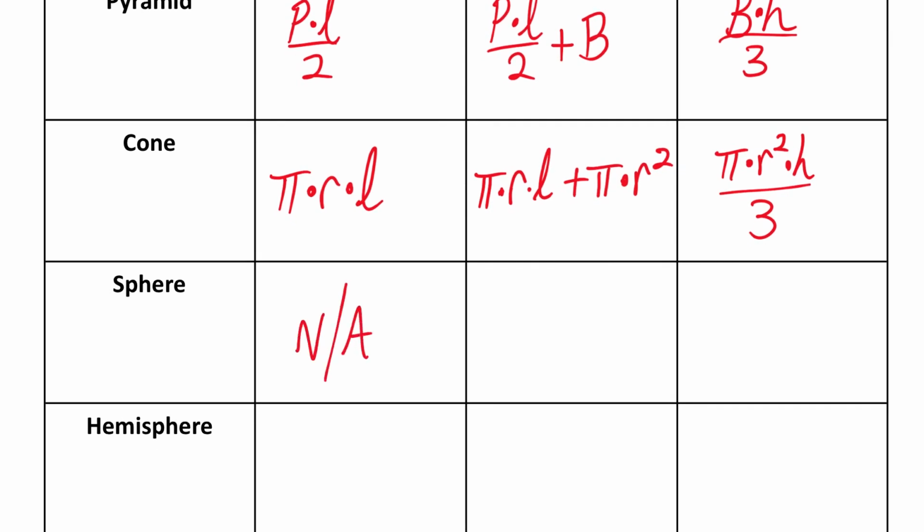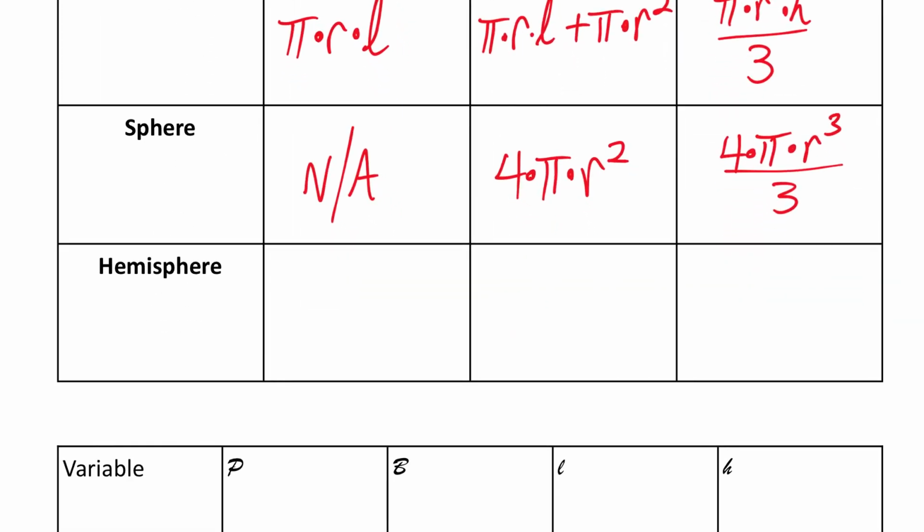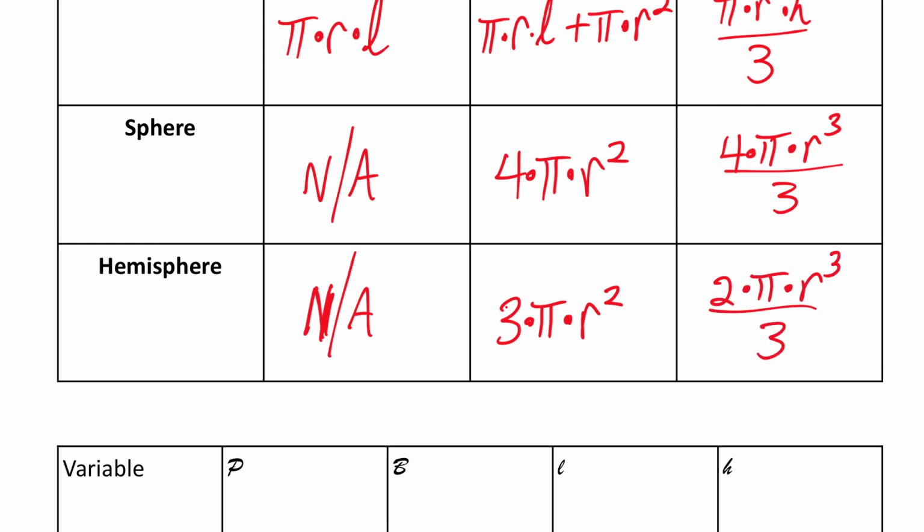Okay, lateral surface area of a sphere, that doesn't apply there. Total surface area of a sphere is 4 pi r squared. Volume is 4 pi r cubed divided by 3. For a hemisphere, lateral doesn't really apply either. Total is 3 pi r squared. And the volume is 2 pi r cubed divided by 3.